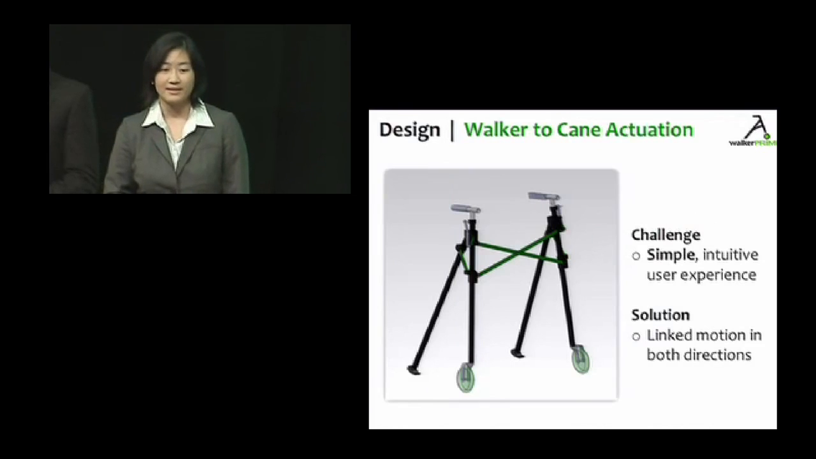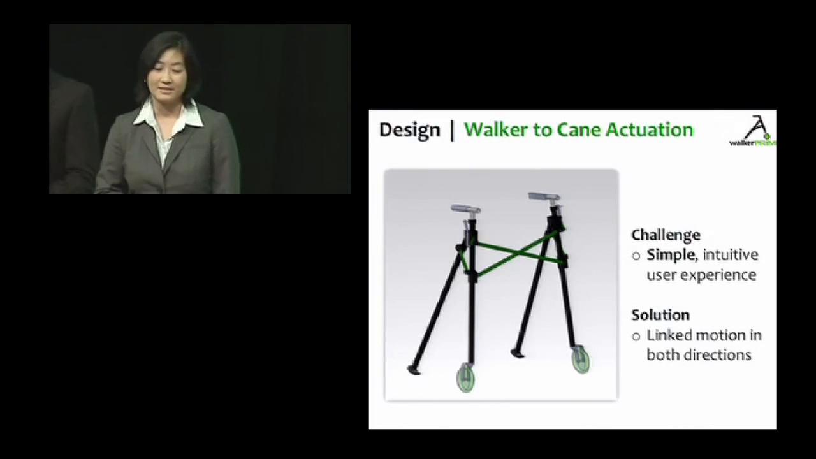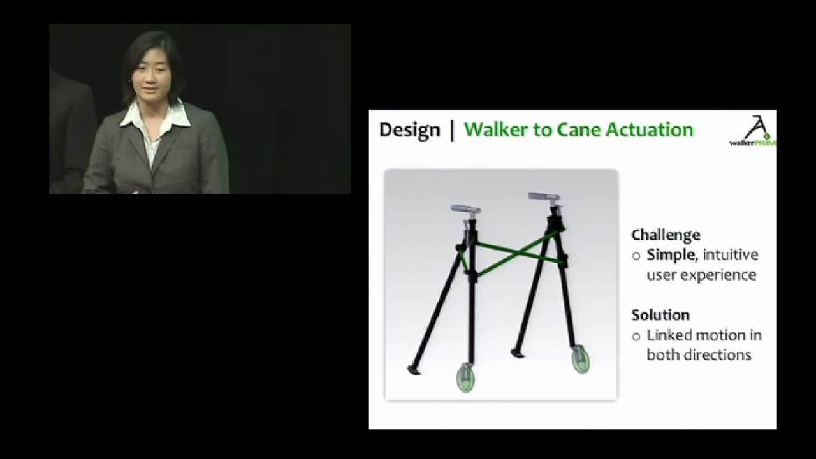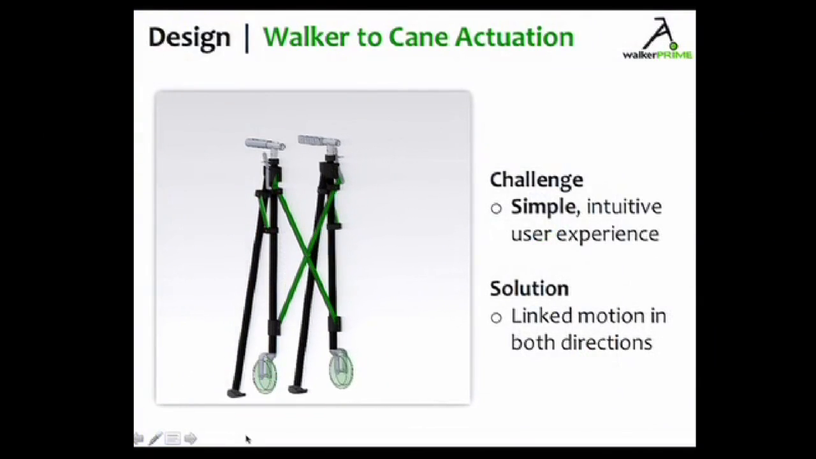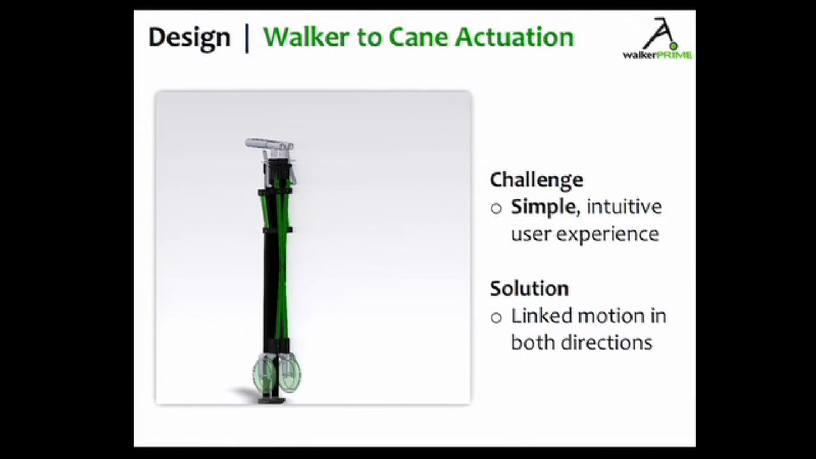Let's take a look at the intuitive transition from walker to cane mode. We accomplished this by linking the motion in both directions so that it was simple to use. So all the user has to do is grab the 2 locks on either side, disengage them, and bring your hands together into cane mode.